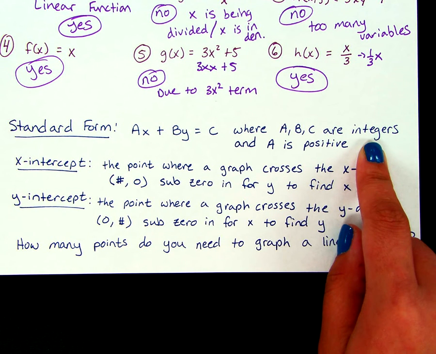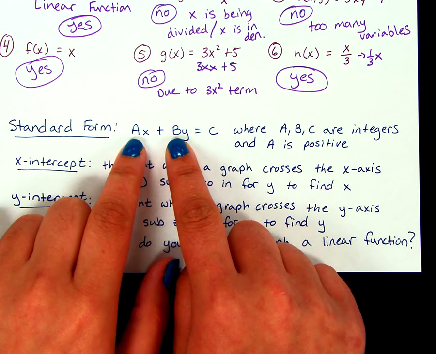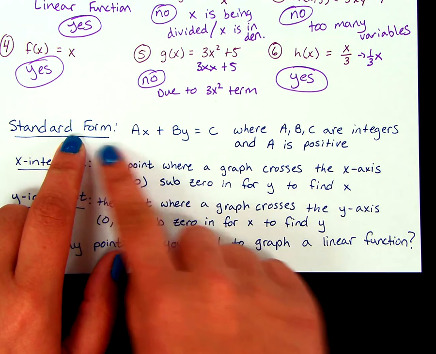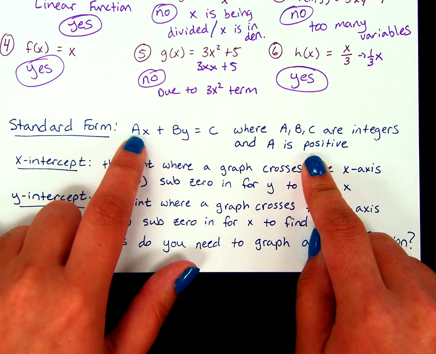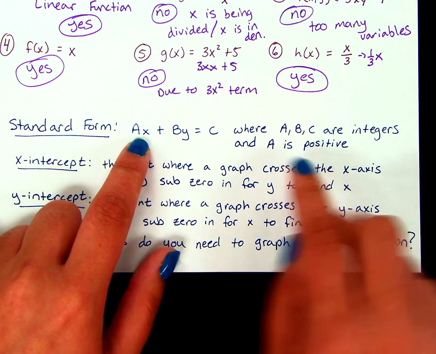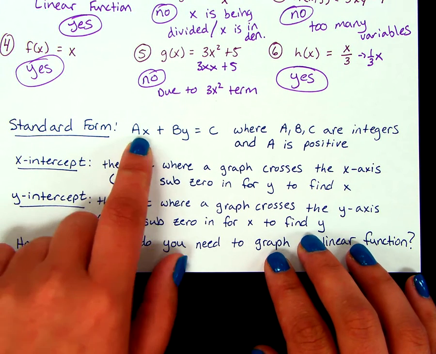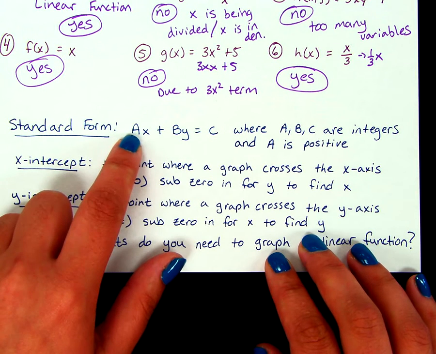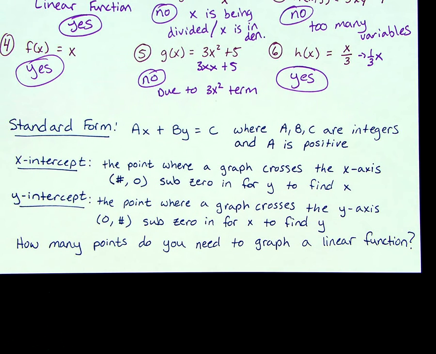So integers are positive and negative whole numbers, including 0. So that means that a and b have to be whole numbers. Okay? Now, it's okay if they're positive or negative, that part doesn't matter, but there is one more clarification for standard form, and we always want a to be positive. So whatever number is in front of x, that number has to be positive. For b and c, it doesn't matter if they're positive or negative. Okay? So again, all whole numbers, so that means no fractions or decimals. A has to be positive, and x and y need to be on the same side before we can consider it to be in standard form.